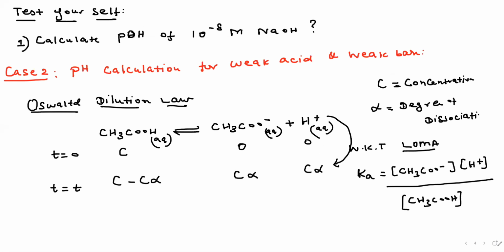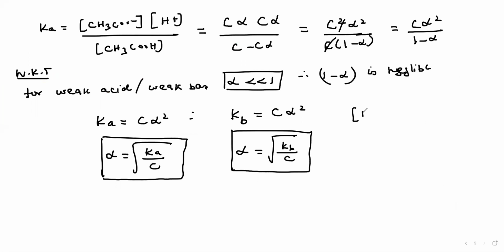Other OH, please note the C alpha. Here also very important. The concentration of H plus ion, what is the formula? That is called C alpha. What is the OH minus concentration also? Nothing but C alpha. Now we're going to apply the same formula, pH equal to minus log of H plus. We have to apply this value to the pH formula.